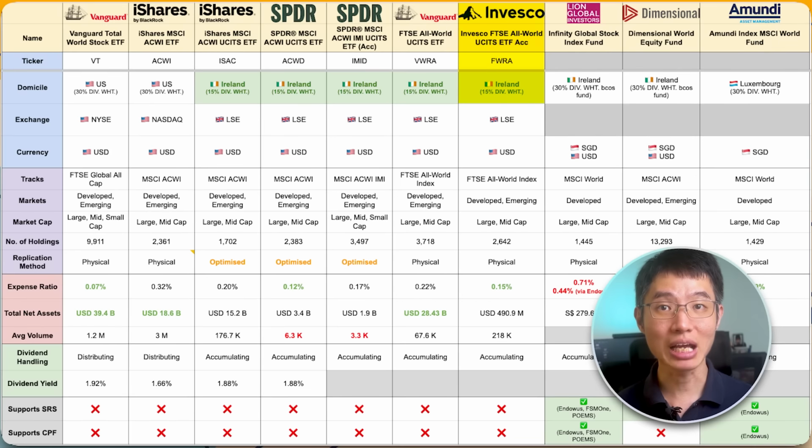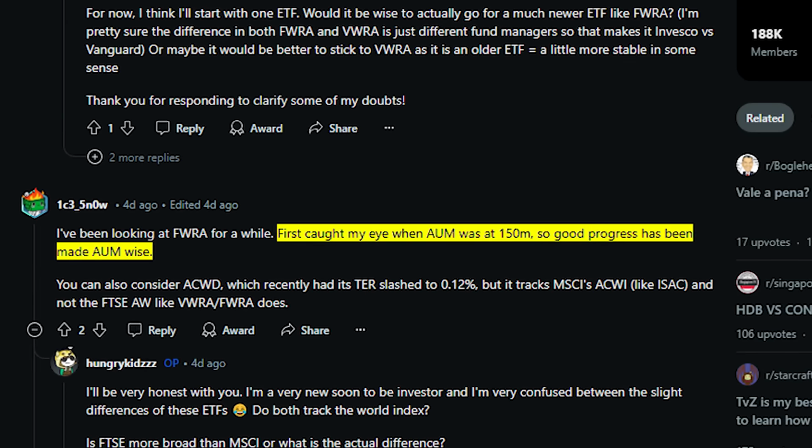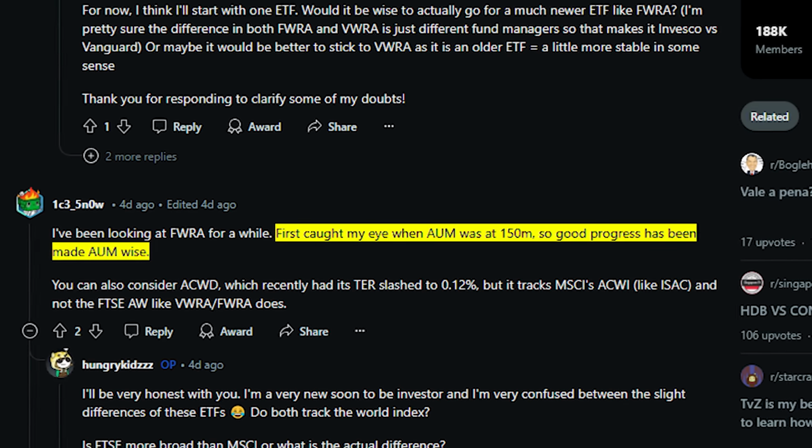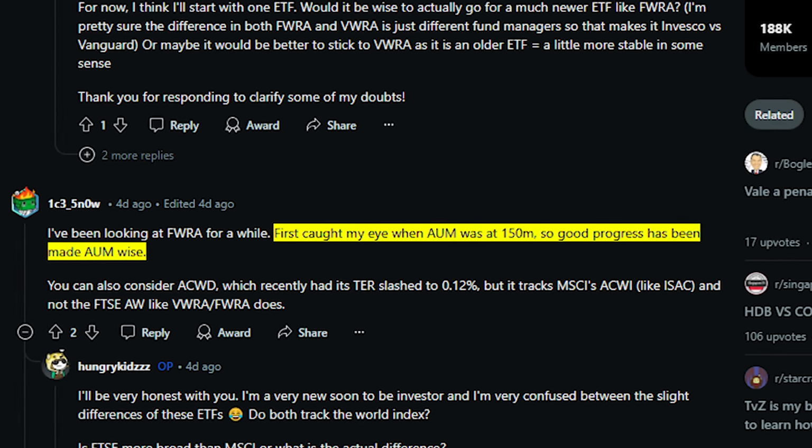Though, the downside of FWRA is that since it's a rather new ETF, its total net assets of $490 million are a lot lower as compared to VWRA's net assets of $28 billion. Though, personally, I wouldn't worry much since this ETF has been growing in size rather well, as it went from $150 million to almost $490 million now.